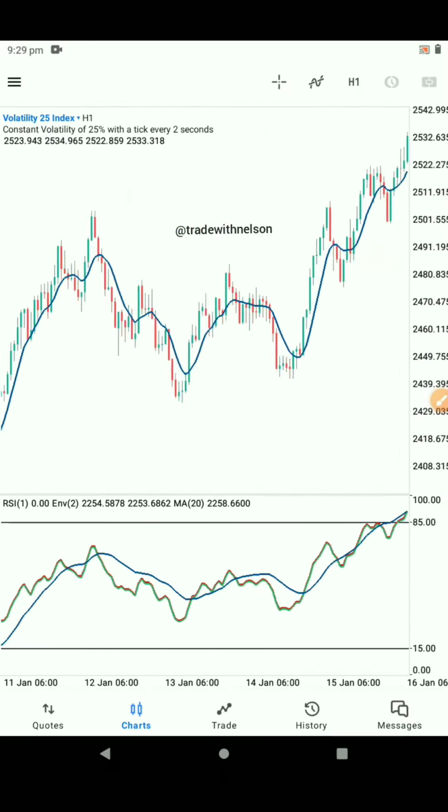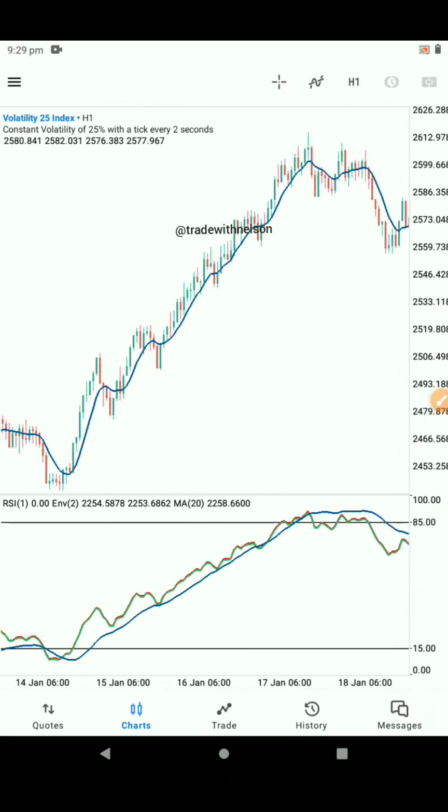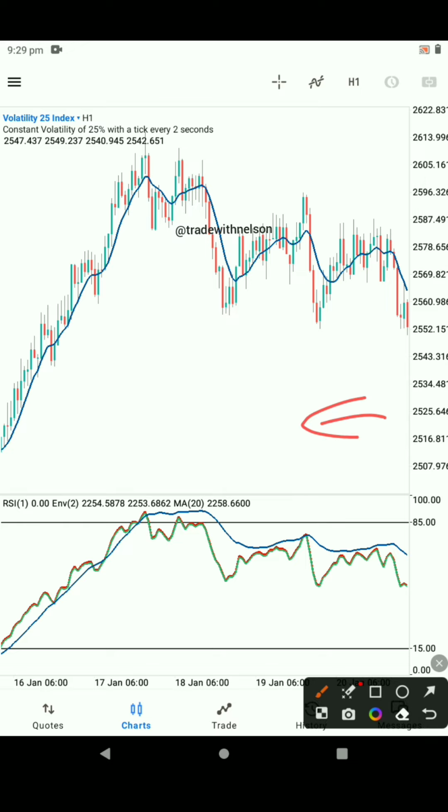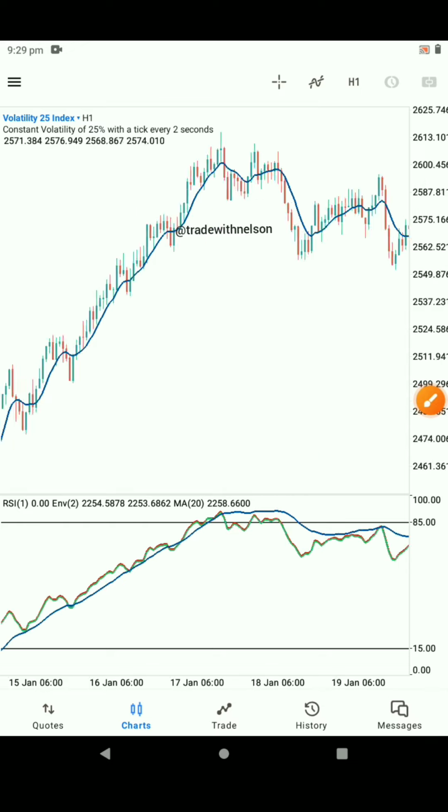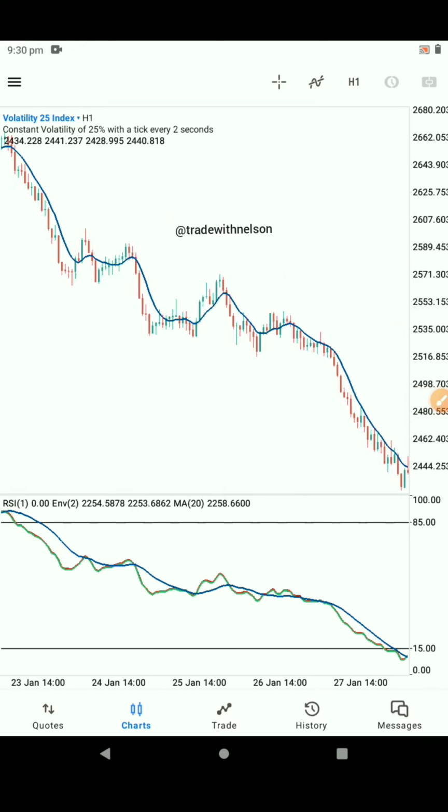So if you follow my settings correctly, your chart should look exactly as what you see over here. So after this, I want you to go back on your chart, backtest this strategy, practice your entry so that you will know exactly when to enter.